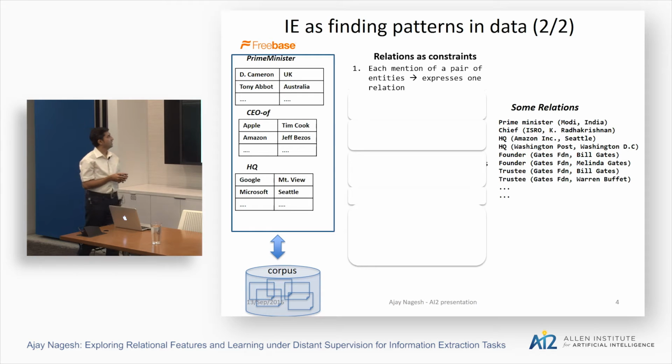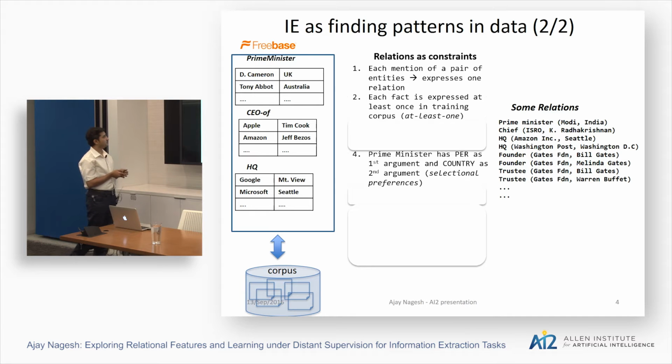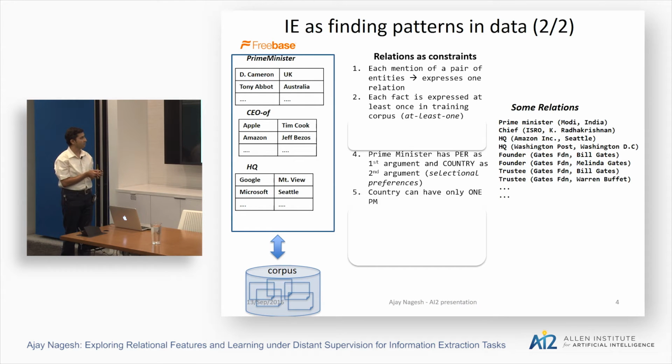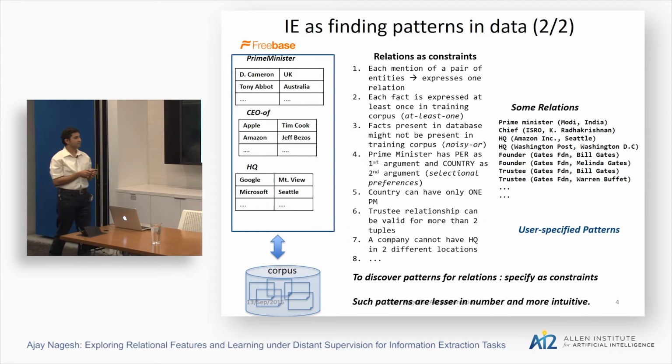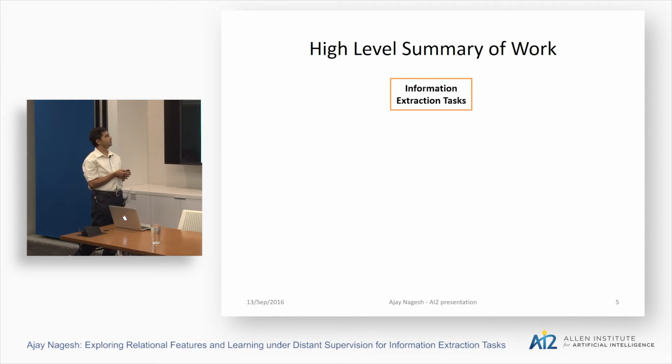For instance, a mention of a pair of entities expresses at most one relation, or a fact present in the database is expressed at least once in the corpus, or it could be some of these semantic constraints like the prime minister relation. The first argument has to be a person, so called selectional preferences, and a few more. So, there are not many such constraints and they are more intuitive, and that is why we term them as user specified patterns.